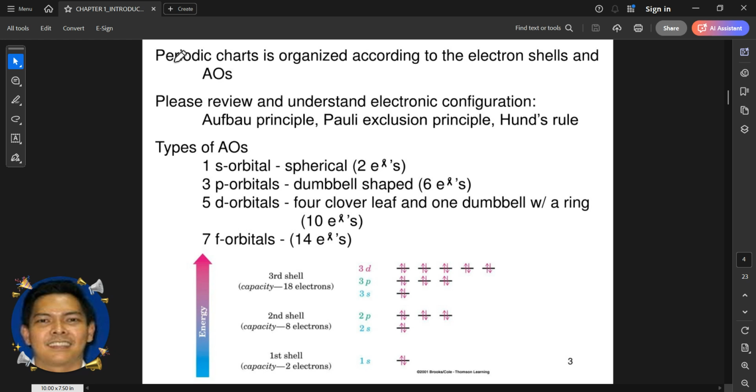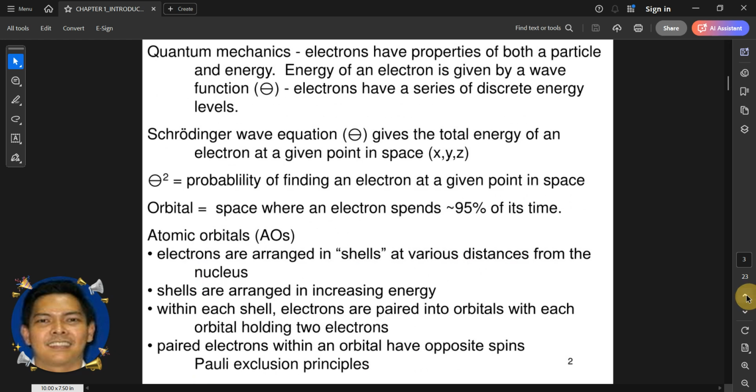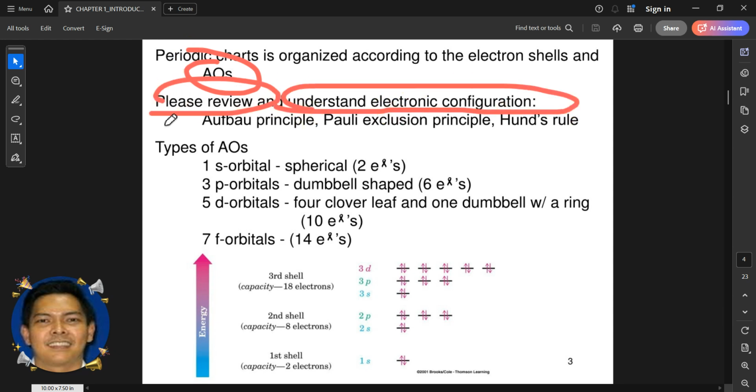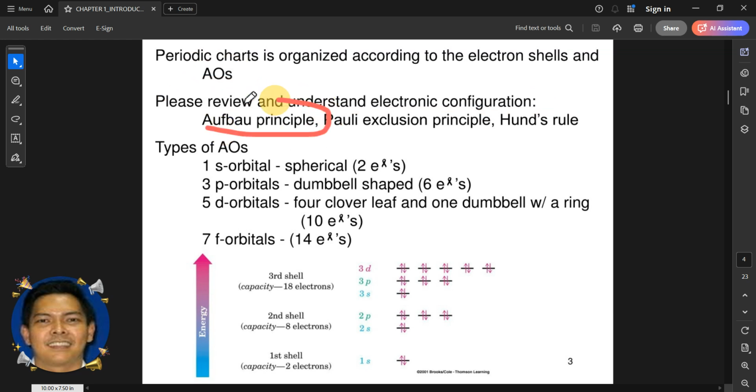So the periodic table is organized according to the electron shells and the atomic orbitals themselves. Please review and understand the electronic configuration. In this case, you need to understand the above principle, the Pauli exclusion principle, and Hund's rules.